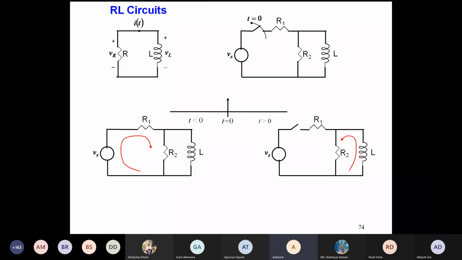Can you hear? Yes, sir. It got disconnected.